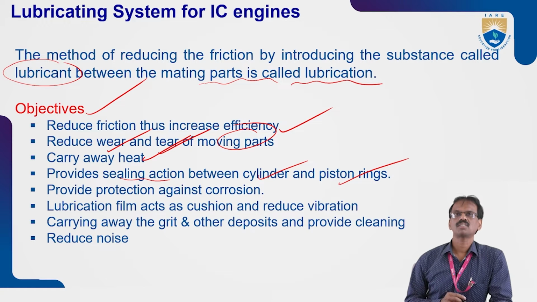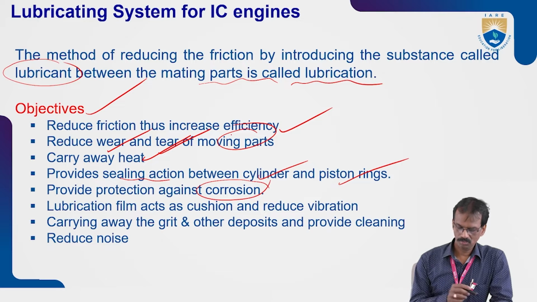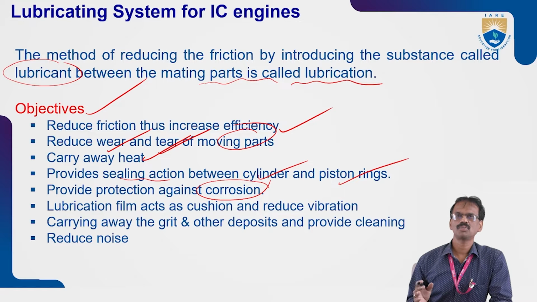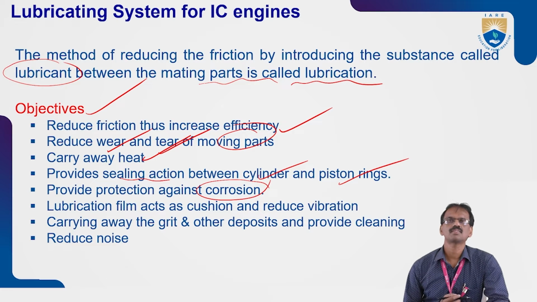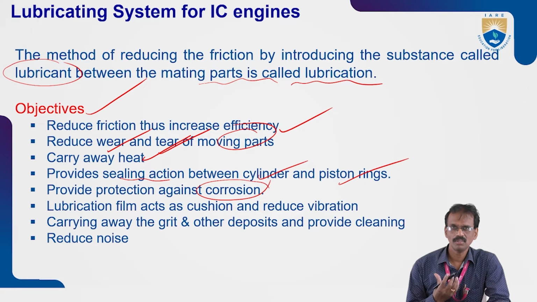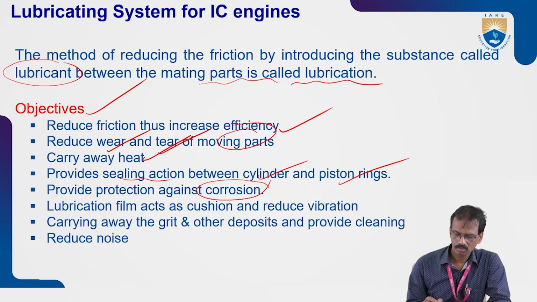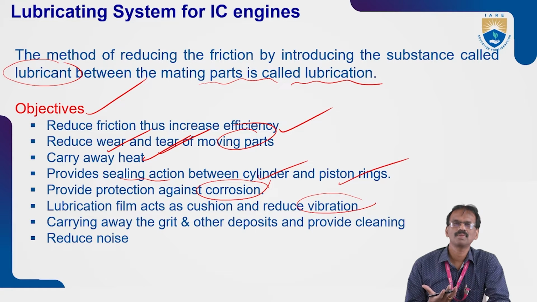Next, it provides protection against corrosion also. Okay. So overheat and lack of lubrication between two mating parts lead to some corrosion effect. So the lubrication system also provides protection against corrosion. Next, the lubrication film acts as a cushion or reduces the vibration also. Just like it absorbs the shocks, because the lubrication film acts as a cushion.